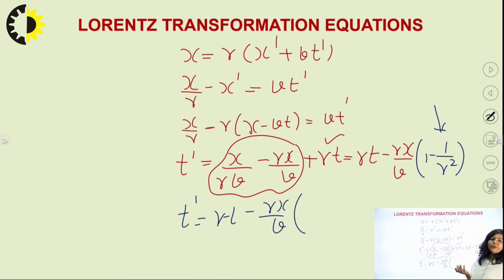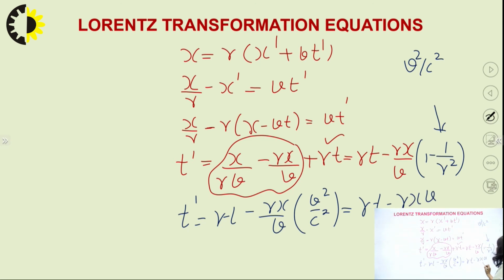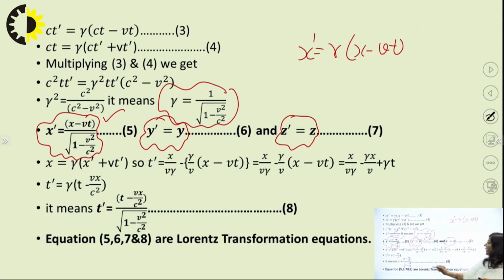You already know the value of gamma square. If you simplify this, the factor in the bracket gives only V square upon C square. Substituting this, you get gamma t minus gamma xV upon C square. In these two terms, gamma is a common factor, so t minus Vx upon C square. You just substitute the value of gamma, so you get t' as gamma times (t minus Vx upon C square).